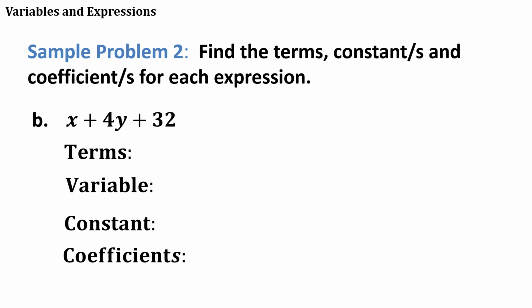Now we have another example right here. It says again to find the terms, constants, and coefficients for each of the expressions. My question is, how many terms do we have? What are those terms? What are the variables? What are the constants? And what are the coefficients? Again, you can pause this video at this point and try to solve it in your notebook. Once you finish, check out the answer in the next slide.